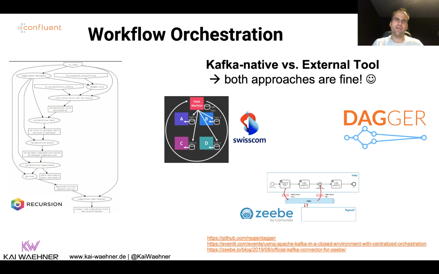On the other side, building a workflow orchestration engine on Kafka is not always perfect. So sometimes you should really use an external tool. And this might be a BPM engine, which there's plenty on the market. Or this is maybe something like a more modern workflow orchestration tool, like you see here with Zeebe, which is one open source example, in this case by Camunda.